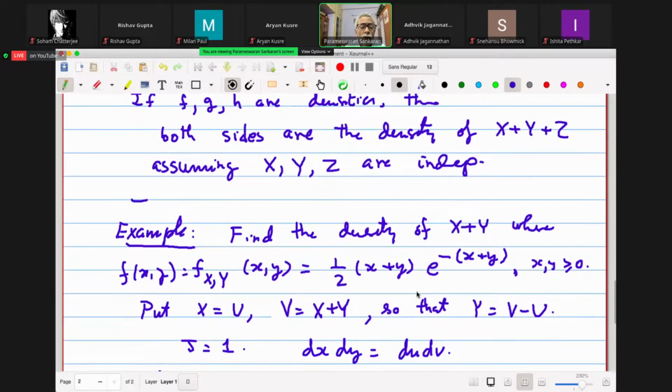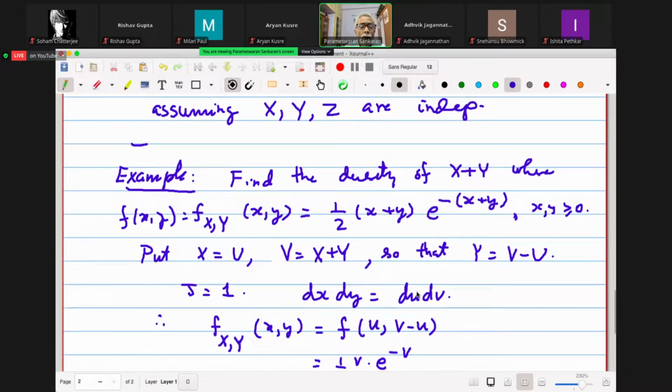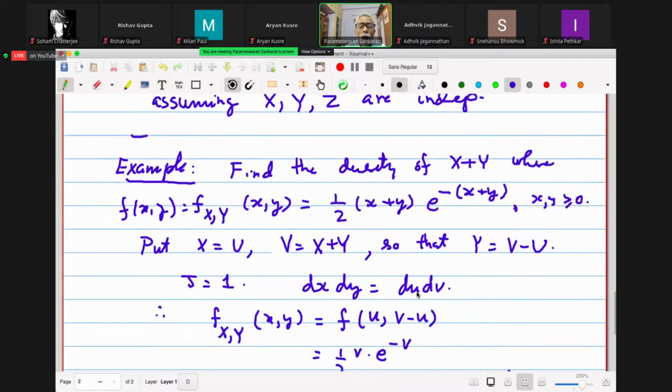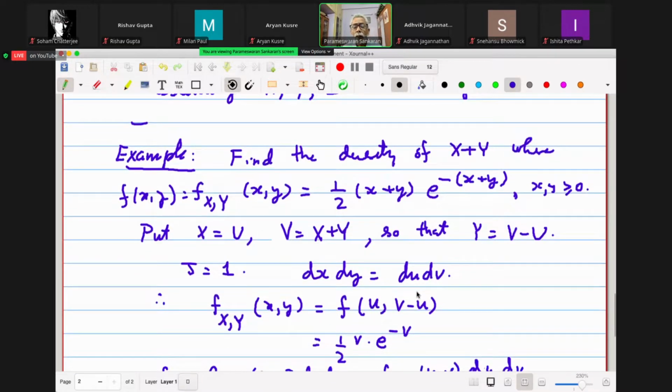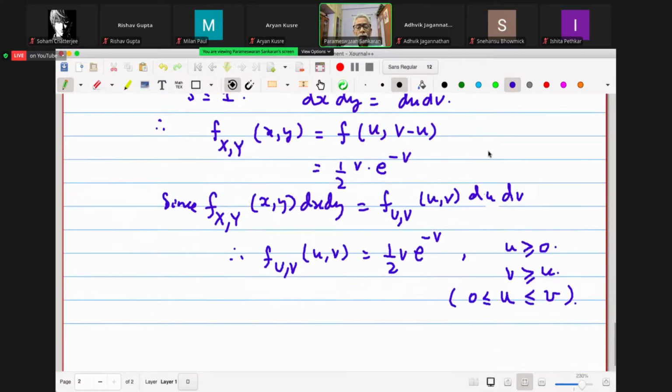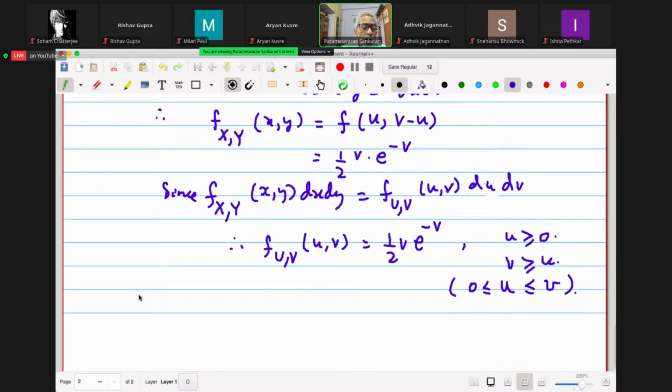So what have we found? We have found the joint distribution. So what is the problem? The problem is find the density of x plus y. This is a joint density function. Therefore, the density, we need to write fv of v. Fv of v is equal to integral.